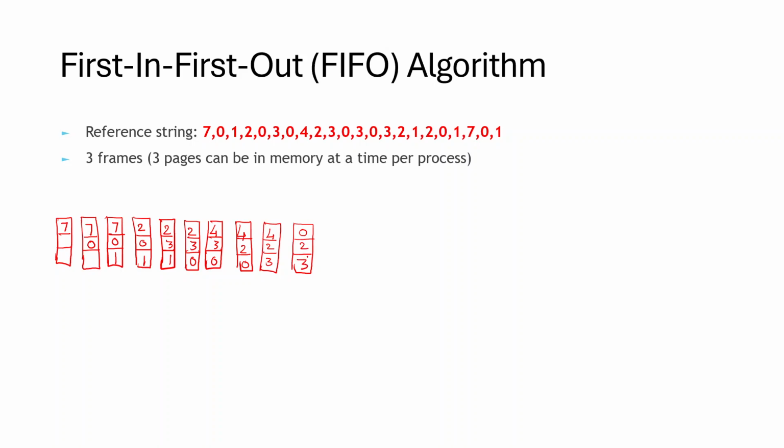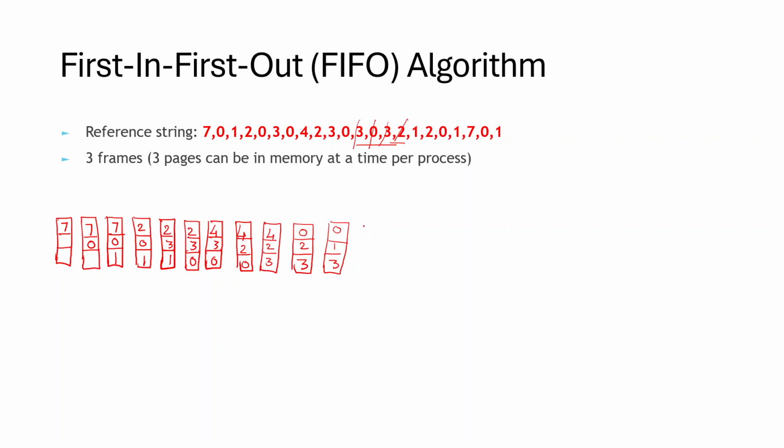Now the next one is 3. The 3 is already there in the main memory, so there is no page fault. The 2 is also already there in the memory, so there is no page fault. Now 1 comes, so we need to go for a page fault. Out of 0 2 3, we need to see which came first, and replace it with 1.